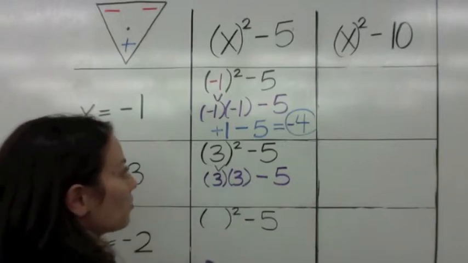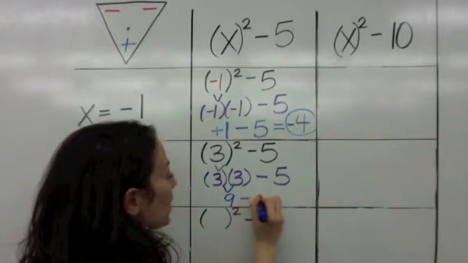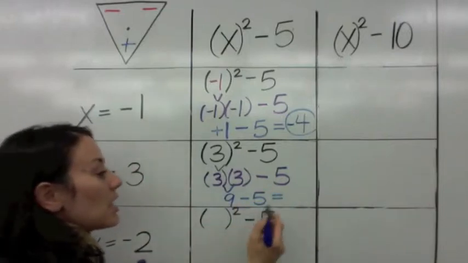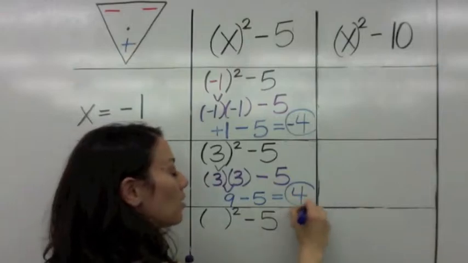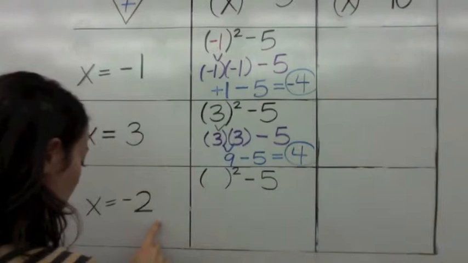So what is 3 times 3, my friends? 3 times 3 is positive 9 minus 5. Okay, regular 9 minus 5 is 4. Okay, no negative. Okay, last one on here.